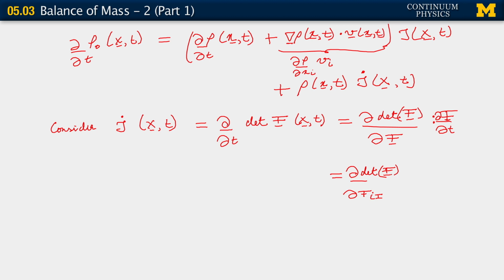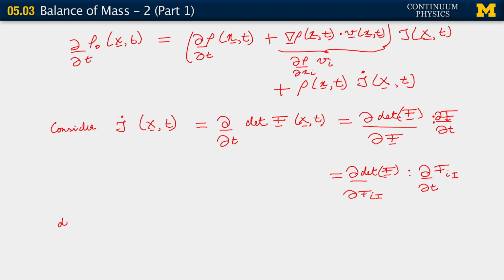Okay, remember the determinant function of F is a scalar, right? So we are talking of differentiating a scalar with respect to a tensor, contracted with the time derivative of F little i capital I, which is just F dot little i capital I. Okay, that's what we want to do. Now the tricky part is that derivative of the determinant of F. Okay, so let's write it out, recalling what we have for the determinant of F.